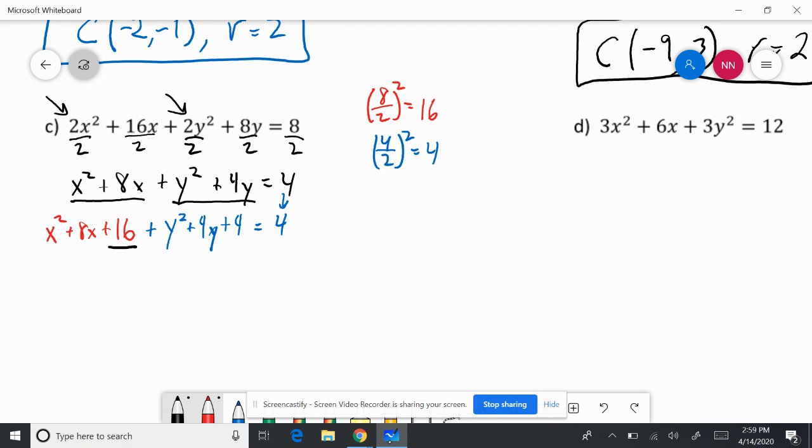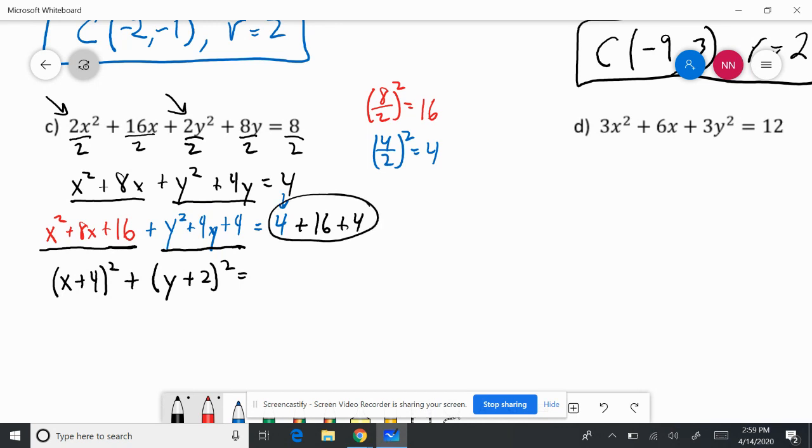I added a 16 and a 4. So on the other side, I add a 16 and I add a 4. Now what I'm going to do is factor. So if you're looking at this first one, when I factor it, I get x plus 4 squared. When I factor this trinomial, I get a square binomial, y plus 2 squared. And then on the right side of the equation, I add up all my terms. So 4 plus 16 is 20, plus 4 is 24.